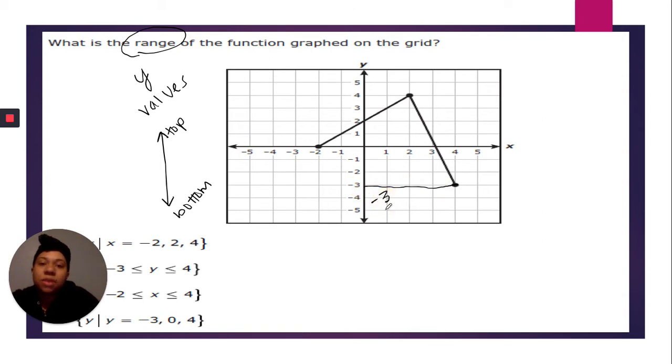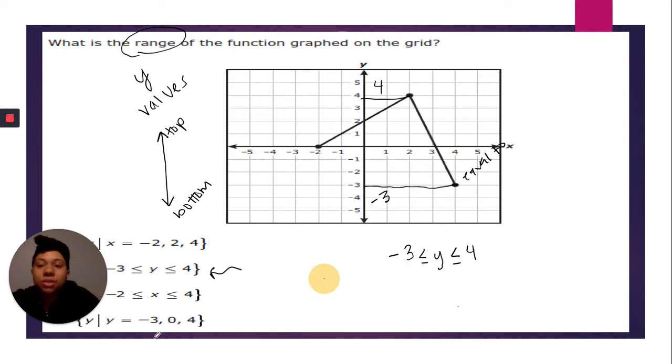So my lowest y value is -3. Keep going. This y value right here, 0, is not the highest y value. My highest y value is 4. It goes to this point and through this point, so that tells me it's equal to. If I'm not even looking at the answer choices yet, I would write -3 is less than or equal to y is less than or equal to 4. This tells me all the y values are between -3 and 4. So my answer here would be B.